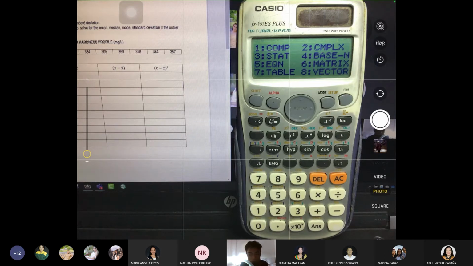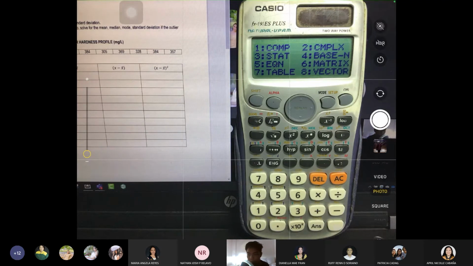Number 3 is statistics. Ito yung gagamitin natin. 4 is the base n. That means this is focused on logarithmic functions. 5, equation. Magagamit natin yan sa titration. We can use, di ba, kapag nagka-quadratic equation tayo, we solve for the value of x using quadratic equation. So, pwede natin i-calculate din yun. Ituturo ko rin yun sa inyo, don't worry. Number 6 is the matrix. Ayan yung mga square-square na may numbers sa gitna. Okay?